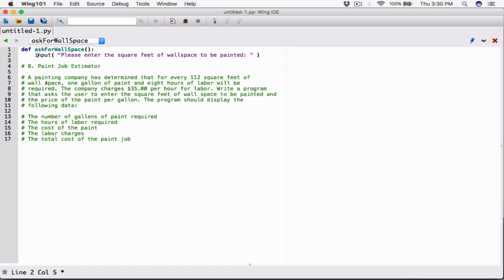So to do that, I'm going to call the float function and surround everything that the user has typed with parentheses. Basically, we are converting everything that the user has typed to a float. So the input function is going to display this message and allow the user to enter the square feet of wall space. Whatever the user types is going to be converted to a float, and once that happens, we need a place to store it. So I'm going to go ahead and define a variable. I'm going to call it user wall space.